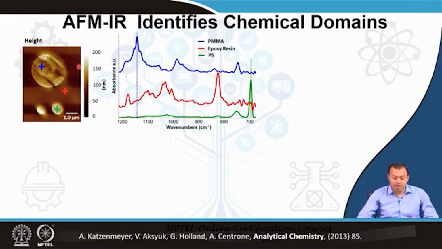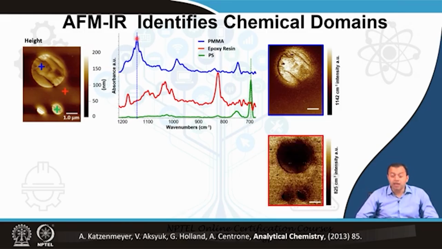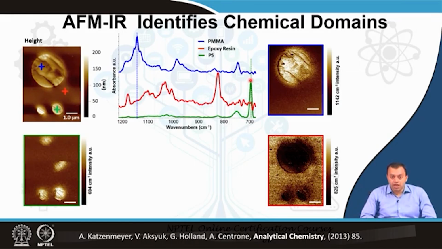You fix your pulse to that of PMMA absorption, you identify PMMA. You fix your pulse to that of epoxy, you get the epoxy matrix, the background. You fix your pulse to that being absorbed by the polystyrene, you identify polystyrene spheres. But hold on, the physical image shows only 2 small polystyrene spheres. The chemical image shows 4. What does that mean?